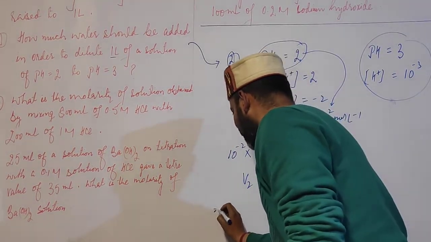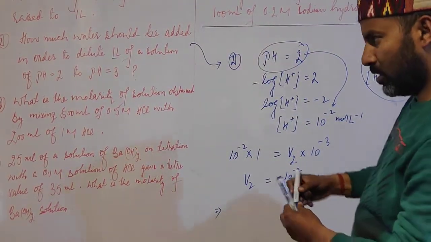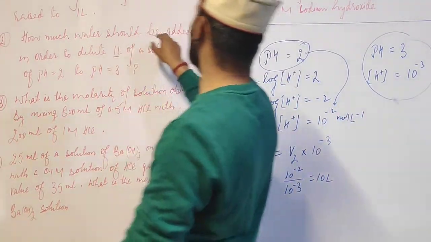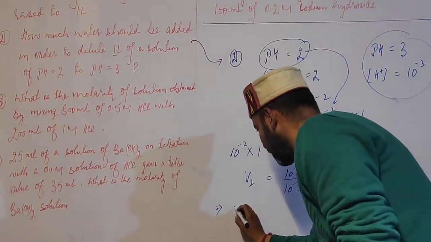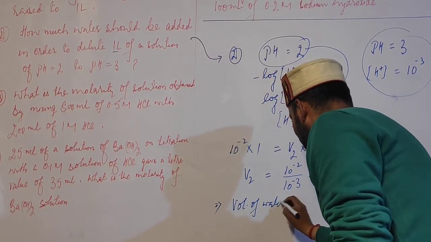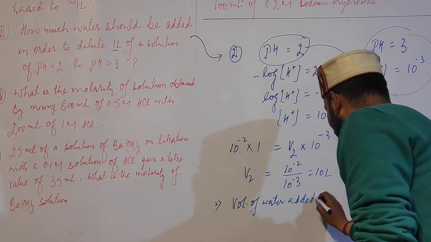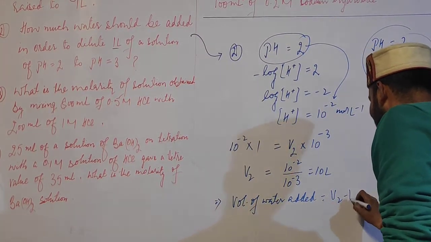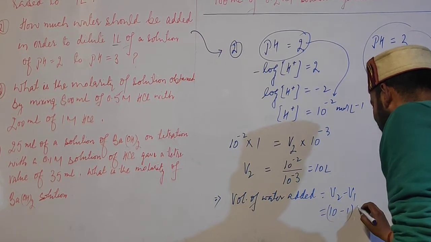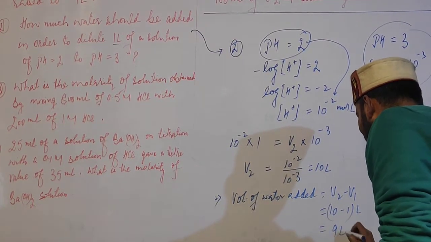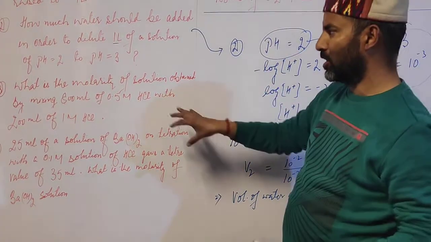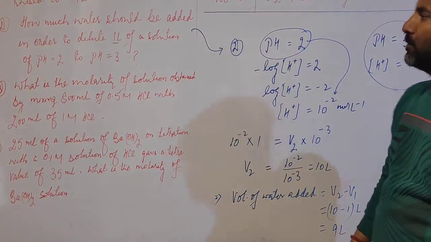Now students, the question is not to find the volume of the final solution. Instead it is how much water should be added. So the volume of water added is the final volume minus the initial volume, that is 10 minus 1, that is 9 liters. So this was a very important question because it relates pH with the molarity equation.